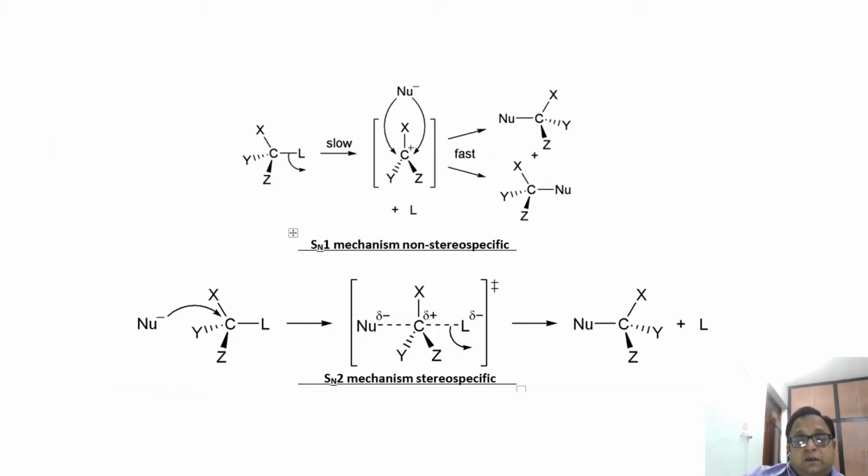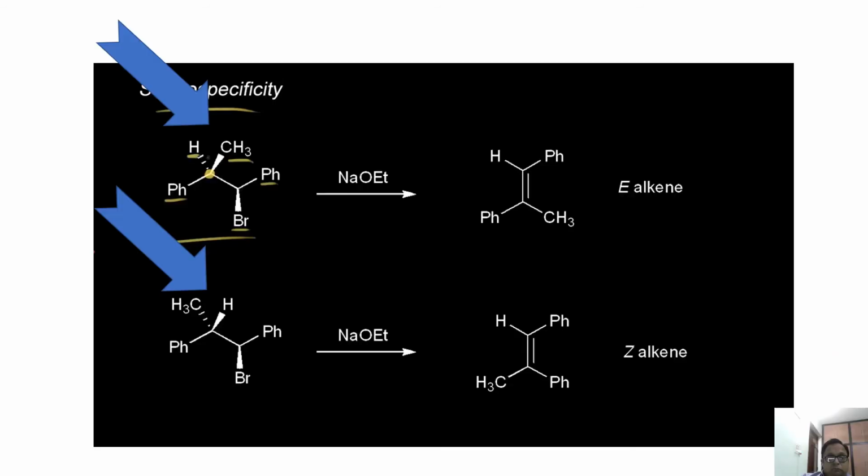SN1 reaction does not follow this pathway, and that means it is non-stereospecific and it is totally based on its mechanism. On the other hand, SN2 follows the stereospecific reaction pathway. It is one more example for stereospecific reaction in which we are getting E-alkene and Z-alkene.